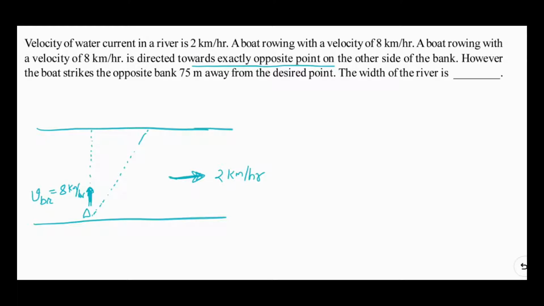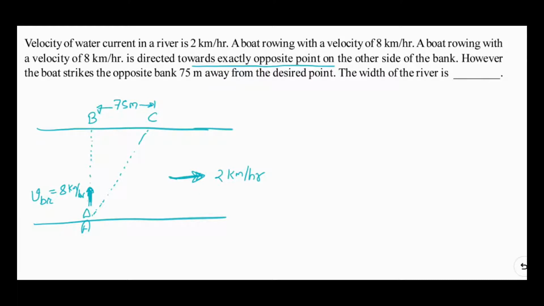Now it's also written in the question here: however, the boat strikes the opposite bank 75 meter away from the desired point. So the desired point of the boat was this point. The boat was trying to move from the point A to the directly opposite point on the other bank B, but it is moving towards C, and this distance is 75 meter as mentioned in the question. The distance B to C is 75 meter. So the drift is given to us.